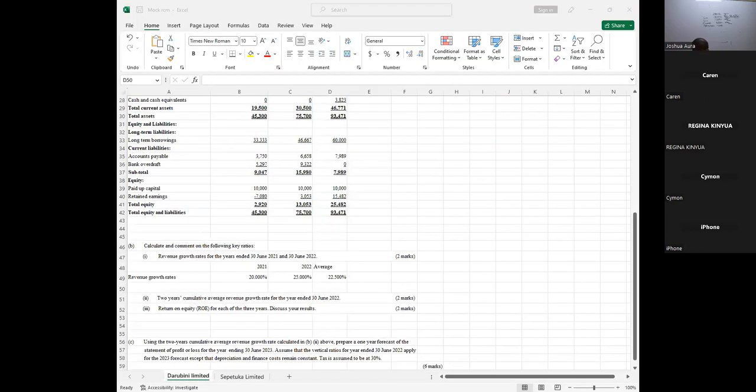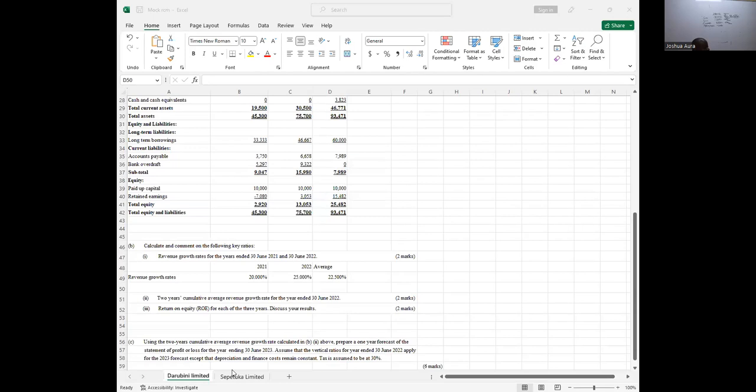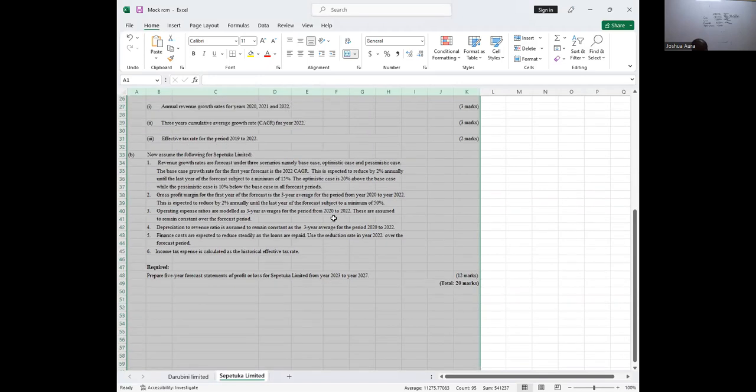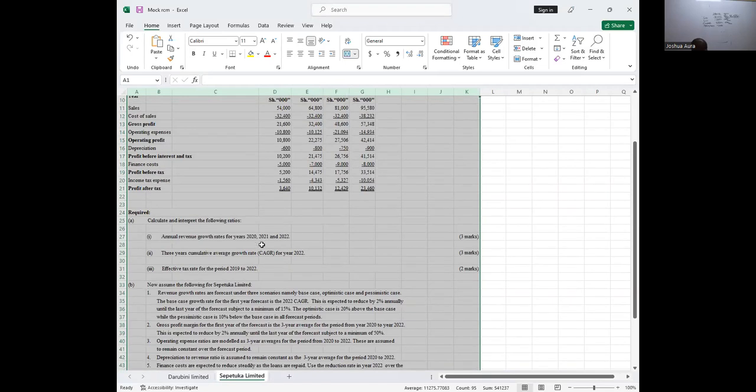I would want to do another forecast question, Spetuka Limited, where they want us to forecast financials, the statement of P&L for Spetuka Limited from year 2023 to year 2027. Number one, they want us to give them an annual revenue growth rate for the years 2020, 2021, and 2022, and then a 3 years CAGR for 2022. Then the effective tax rate.